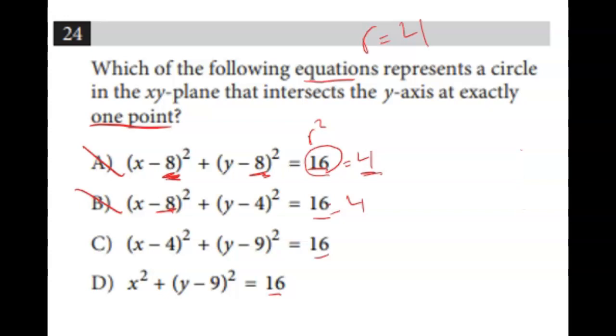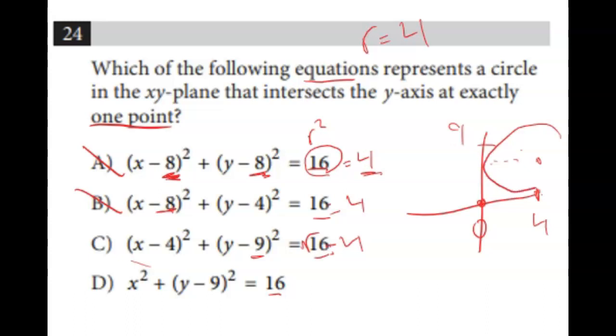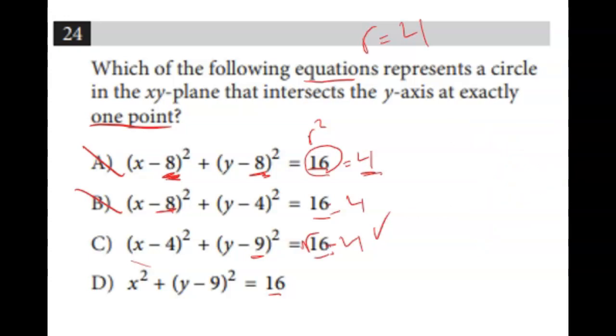And now looking at C, we can see that if I drew it out, it would be 9 units tall because it's the y value, and it would be 4 units in length. And knowing that the radius is still 4, so the square root of this, I would draw it out. It would go 4 units this way, which means it would intersect at 0, meaning the circle would at 1 point touch the y-intercept. So C is the right answer, and I'll draw out D just to give you an example of what that would look like.